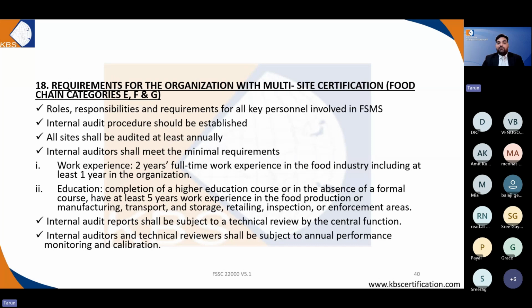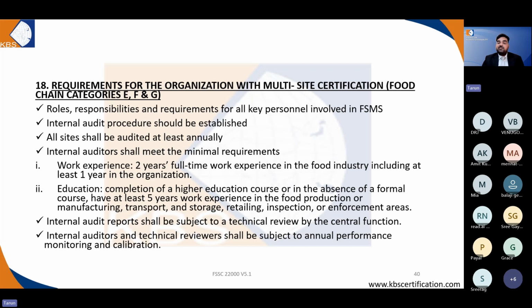And now the second thing, who can do these things? The certification body and also your internal auditor. Your internal auditor should be a person who has 2 years of full-time experience in the food industry, and 1 year in the organization; that person can conduct it. Or a person who has completed a higher education course, or in the absence of education, at least 5 years of work experience in food production or any type of food business.